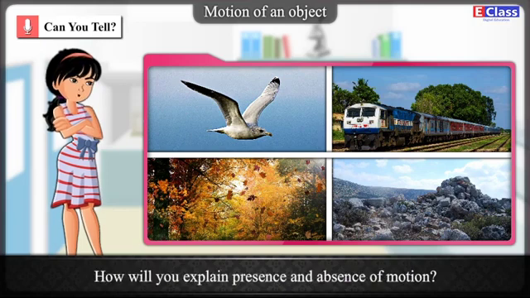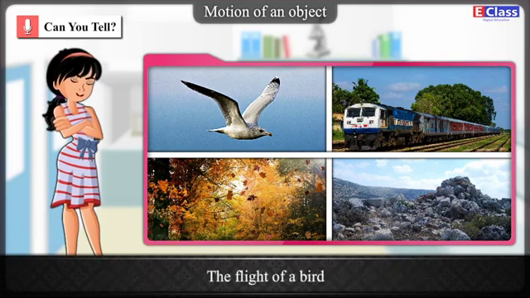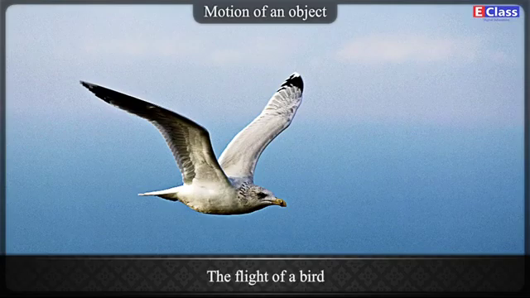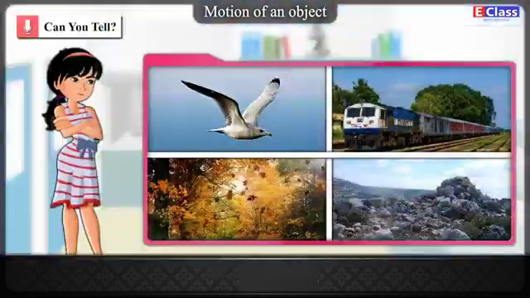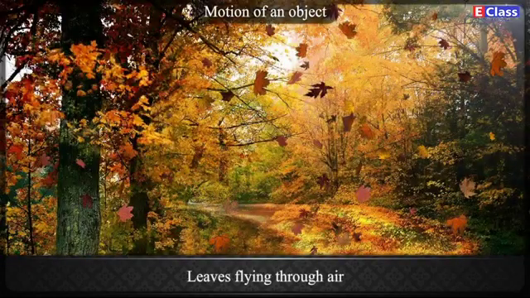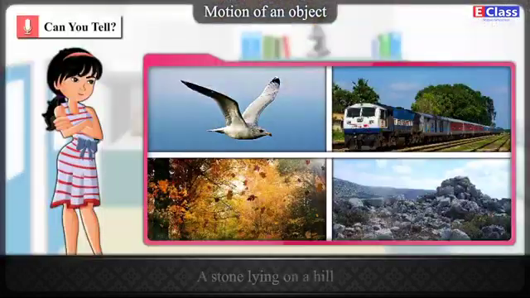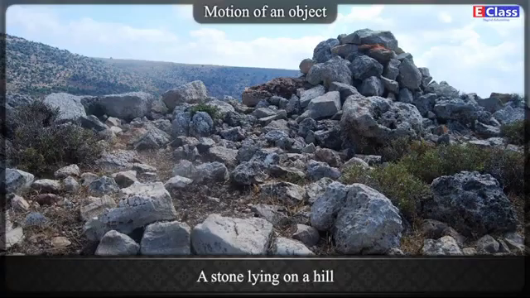How will you explain presence and absence of motion? 1. The flight of a bird. 2. A stationary train. 3. Leaves flying through air. 4. A stone lying on a hill.